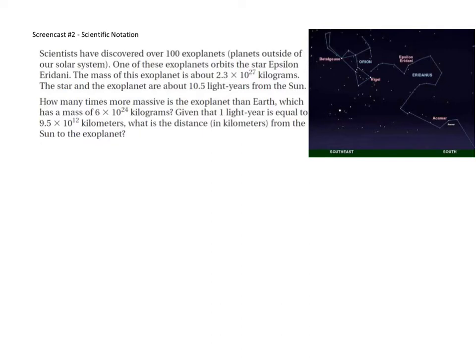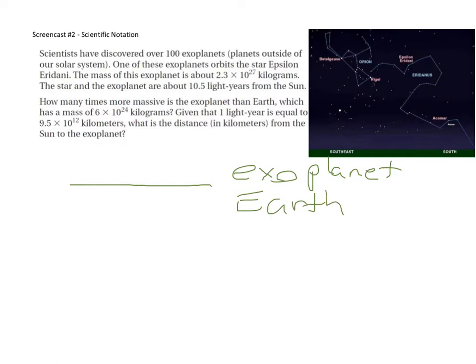First and foremost, let's do the first question. How many times more massive is the exoplanet than Earth, which has a mass of 6 times 10 to the 24th kilograms? In order to find how much larger something is from another, you don't subtract, you divide. That's right. We want to know how many times greater is the exoplanet than Earth, which means the exoplanet's mass needs to be in our numerator, which means the Earth's mass will be in the denominator because basically we're dividing.